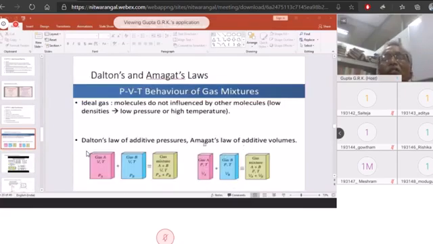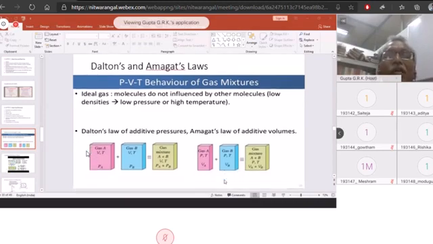You can see the behavior of gas mixtures. So this is Dalton's law demonstration. This is Amagat's law demonstration. If I have two gases at different pressures with the same volume and temperature, and if they are combined to have the same volume and temperature, then the pressure will be the total of these two pressures. That is called Dalton's law of partial pressures. In the same way, if two gases at the same pressure and temperature are combined together to have the same pressure and temperature, the total volume of the mixture will be the sum of the partial volumes. This is called Amagat's law of additive volumes.